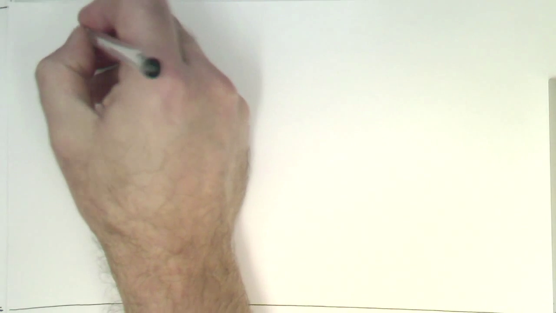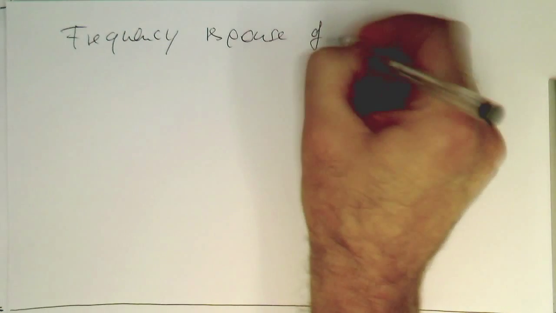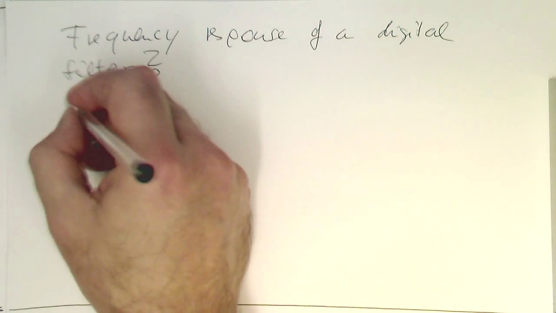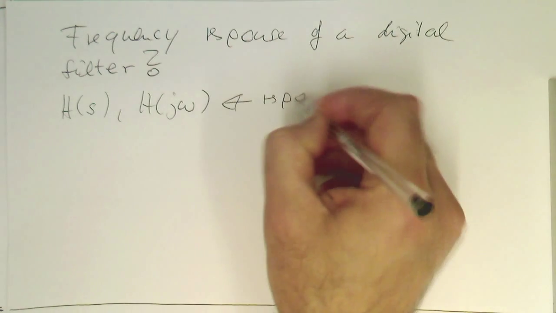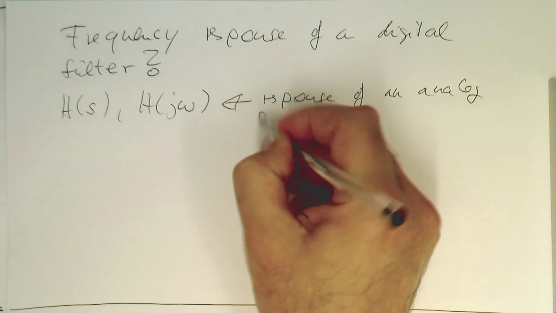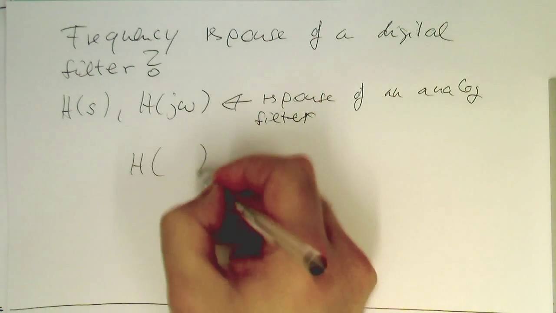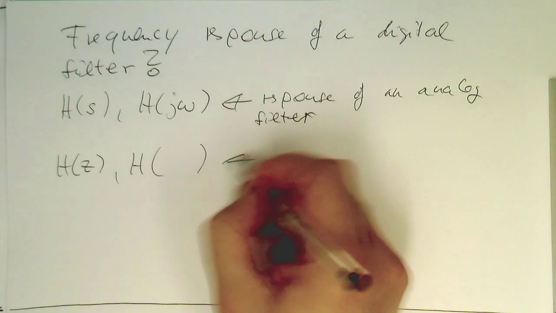So what is now the frequency response of a digital filter? Obviously we know that if we use H of S with j omega here, we are getting the response of an analog filter. With H of something which is Z, if we write this as H of Z, we get the response of the digital filter.